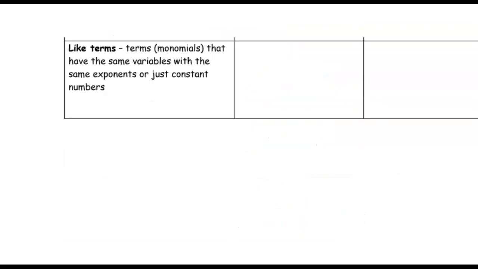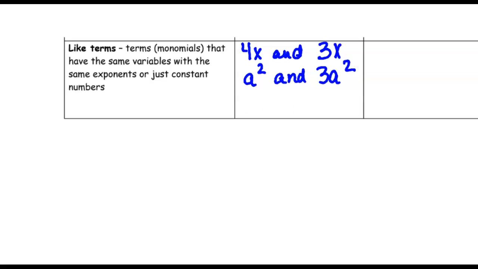Okay, so like terms, and this is what's going to be important in this lesson, are terms or monomials that have the same variables with the same exponents, or just constants, so they would all be like terms. So if I had 4x and 3x, they would be like terms. Okay, if I had a squared and 3a squared, they would be like terms. And if I had 2y and say negative 5y, they would be like terms. Okay, notice the same variable with the same exponent. Okay, so let's move on.